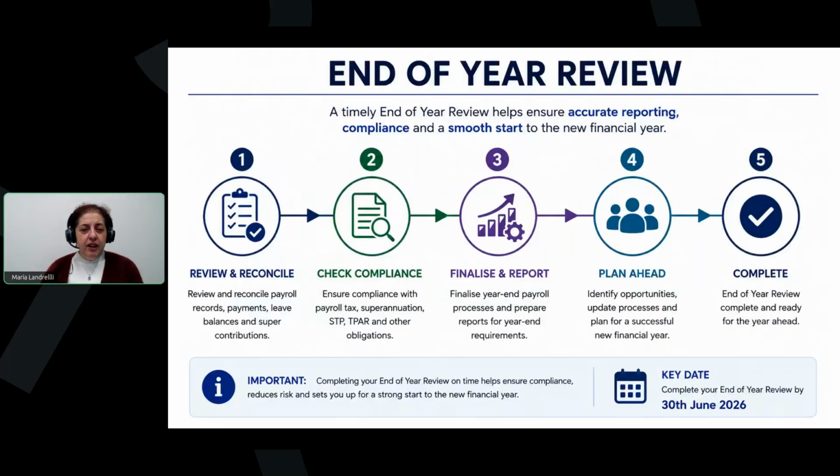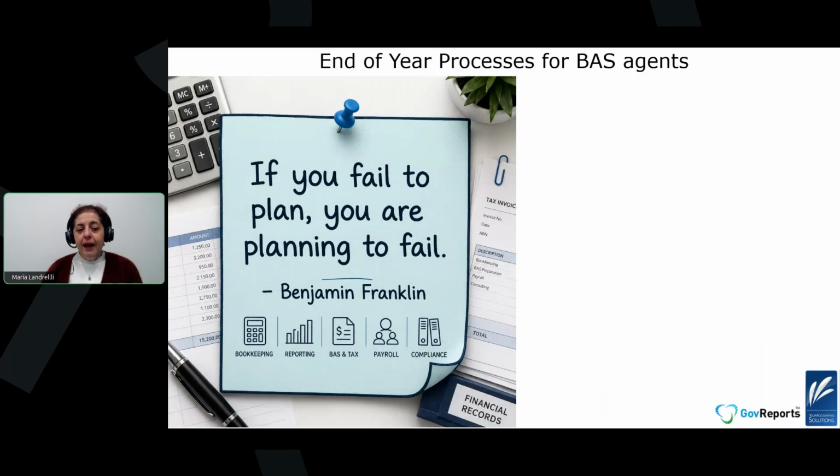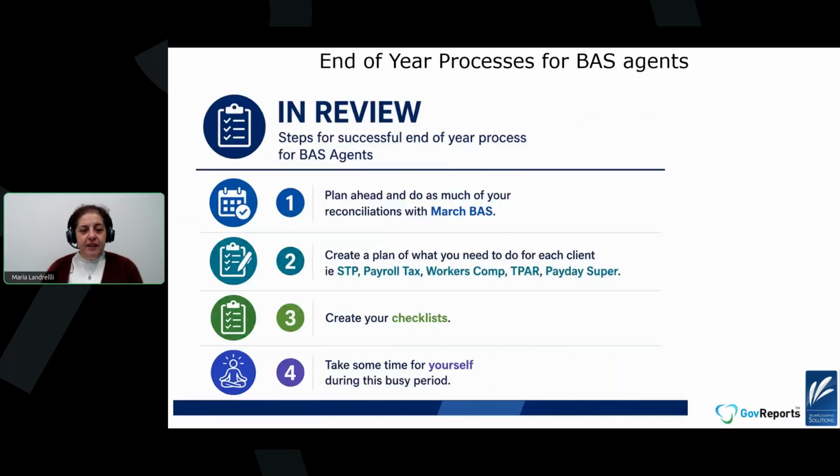So again, you need to review and reconcile it, check your compliance, finalise and report, plan ahead, and then complete everything that you need to do. So again, if you fail to plan, you're planning to fail. So plan ahead and do as much as you can with the March quarter BAS or in June, then create a plan for what you need to do for each client. Have your checklist, and do take some time for yourself during this busy period, because you will be much better off if you do.